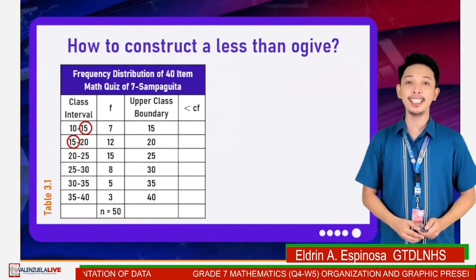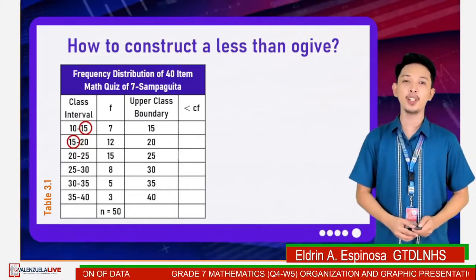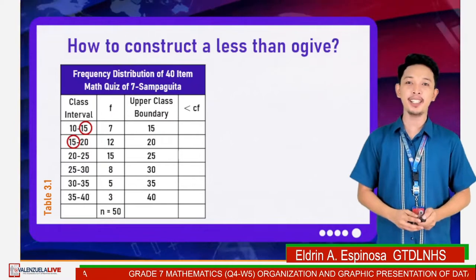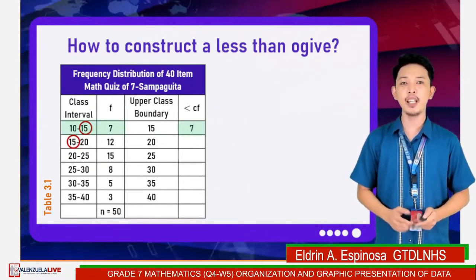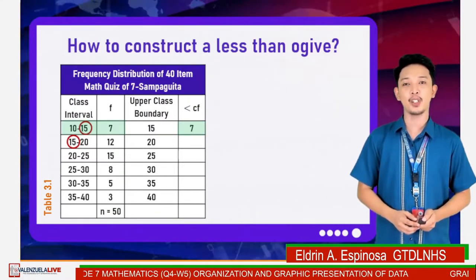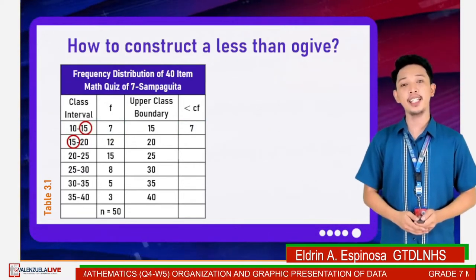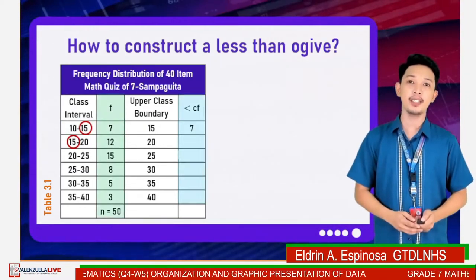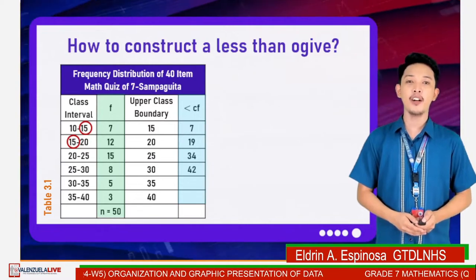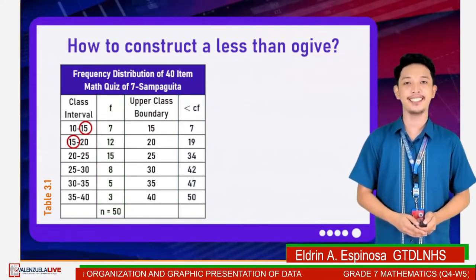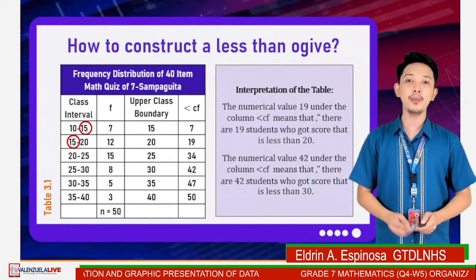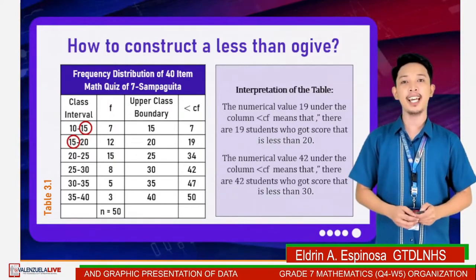To complete the column for less than cumulative frequency, do you know where we are going to start adding the frequencies? Correct! We will start accumulating the frequency from 7. Since it is the frequency of the class containing the lowest scores, which is class 10, 15. Thus, under less than cumulative frequency, we will have 7, 19, 34, 42, 47, and 50.